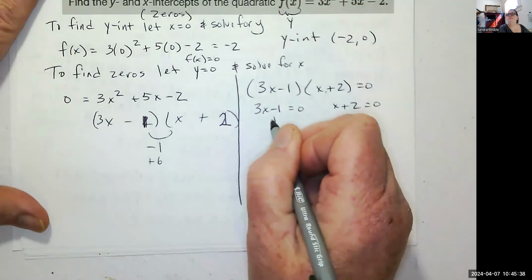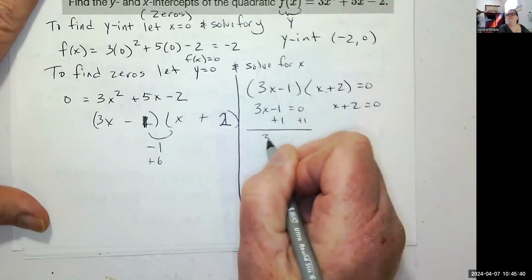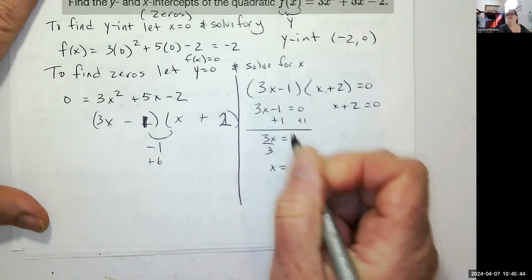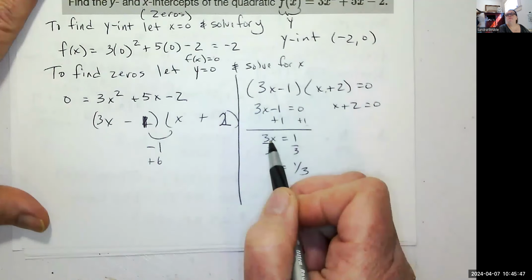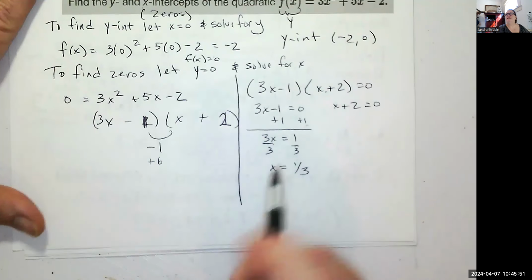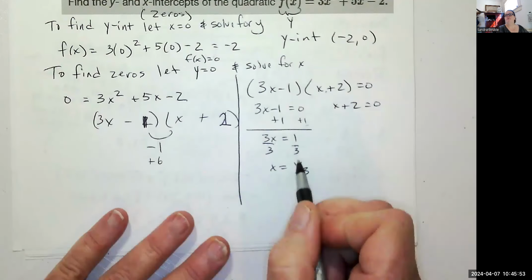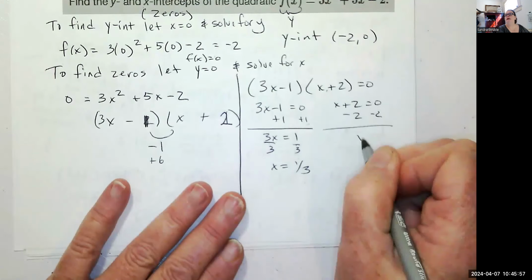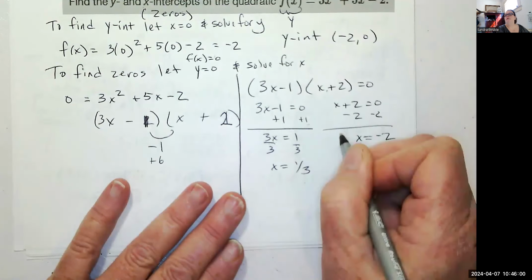and solve for x. Add 1 to both sides. I get 3x is equal to 1. Divide both sides by 3. Since 3 is attached to x by multiplication, x is equal to 1/3. So there's one of my zeros. Subtract 2 from both sides. X is equal to -2. And there's my second one.